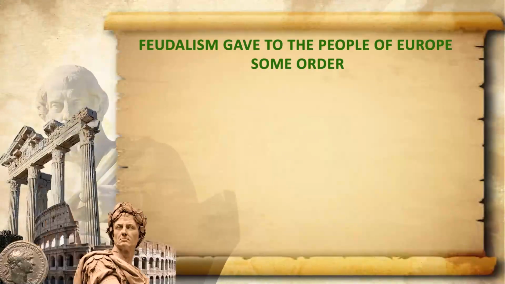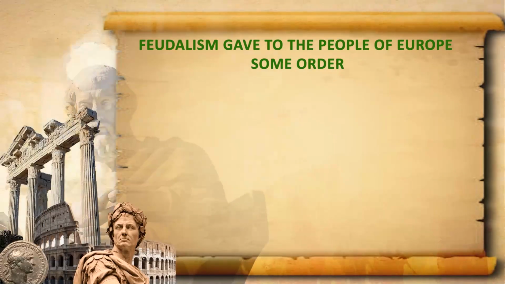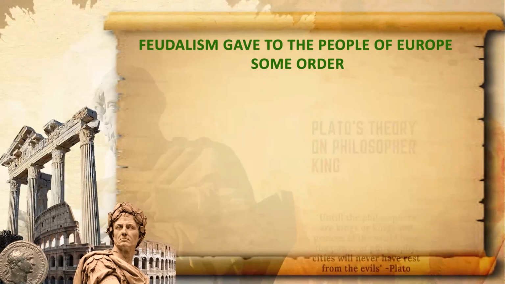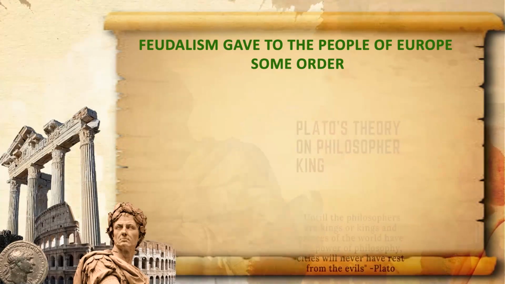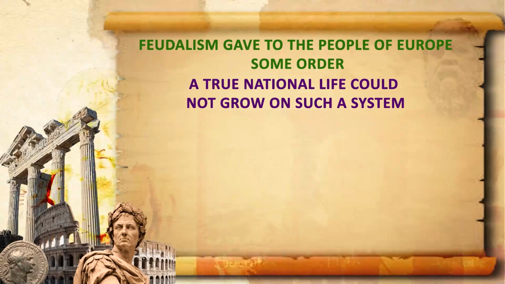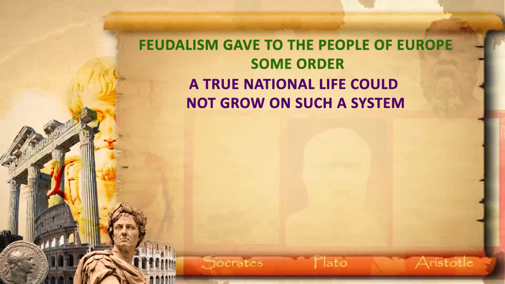Naturally, during the feudal period, the church became a powerful institution. Even there was a conflict between the church and the state. But initially, the church enjoyed more power than the political authority. Now, feudalism gave the people of Europe some order, but a true national life could not grow on such a system.